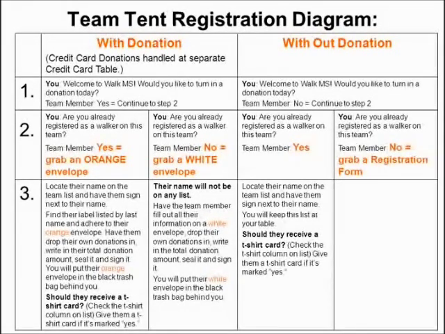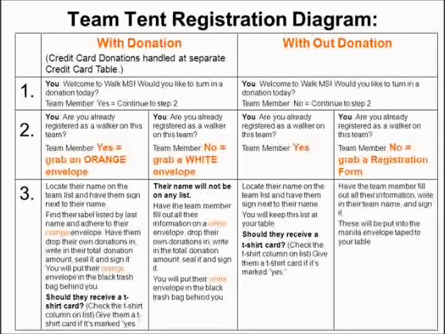Lastly, someone comes up to you, they don't have any money to turn in, and they are not registered on the team yet. So you grab a registration form. You have the team member fill out all their information. Be sure to write in their team name and sign it. These will be put into the manila envelope taped to your table.